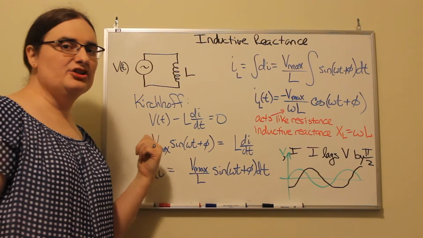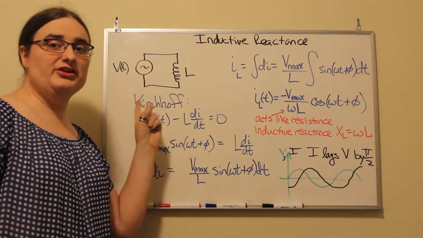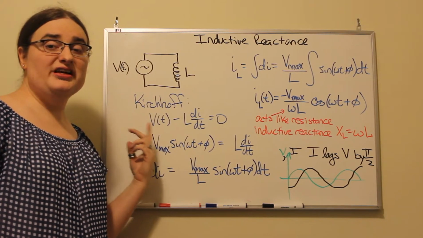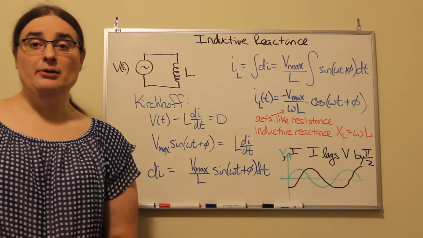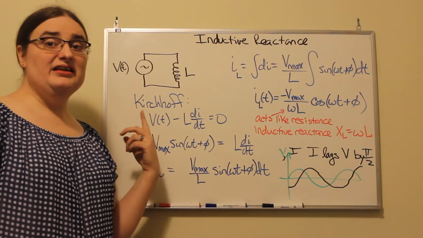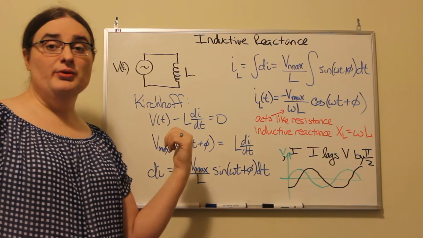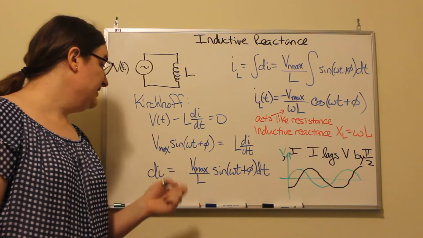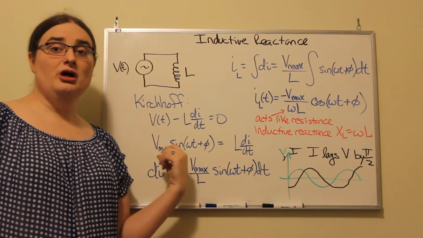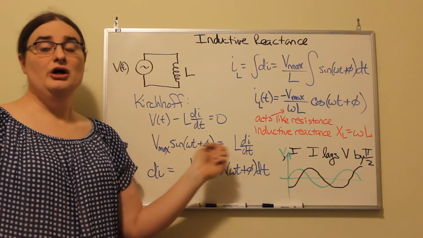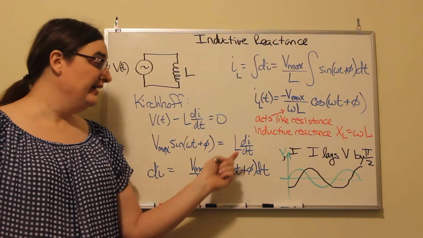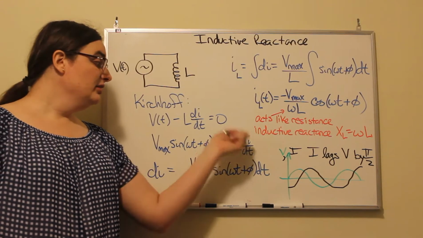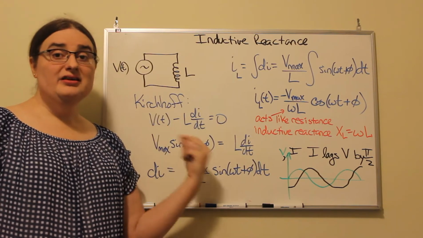So if we were to apply Kirchhoff's law to a simple AC circuit where we have an AC power source and a single inductor, Kirchhoff's rule says the potential difference from our power supply minus the inductance in our inductor times the derivative of our current with respect to time is going to equal 0. So that means then that our potential difference, our maximum voltage times the sine of omega t plus any phase angle phi, is going to equal the inductance times the derivative of current. So let's calculate then the current that we would get.